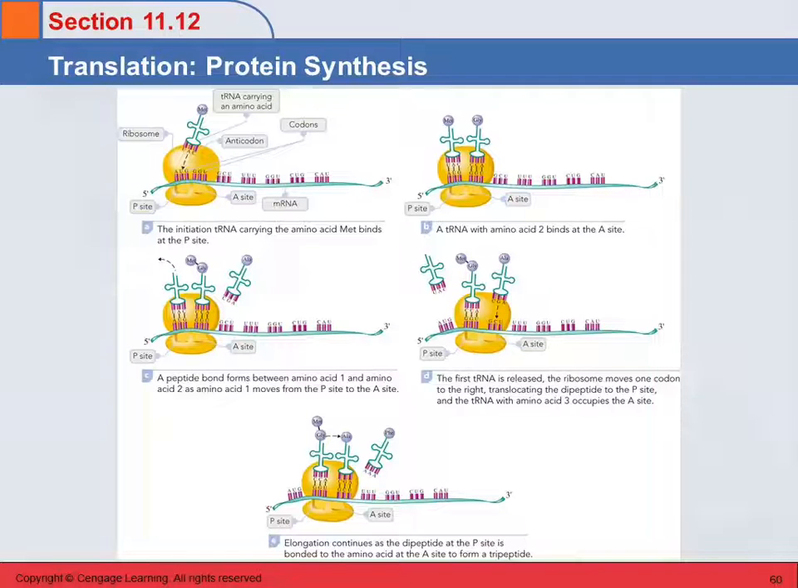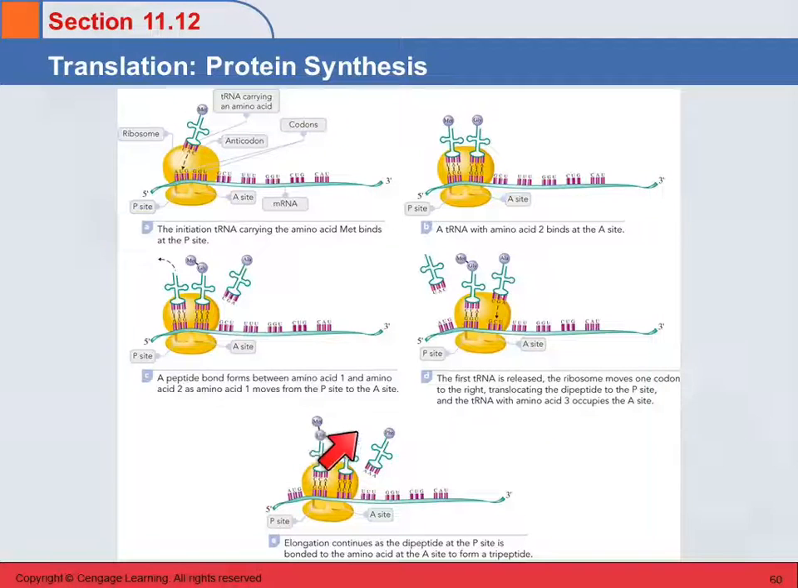And so it's this little factory, and it's like going down the line, bringing in the right amino acid and attaching it to the chain. The chain gets longer and longer. This is why this section is called elongation. We initiate and then we elongate.